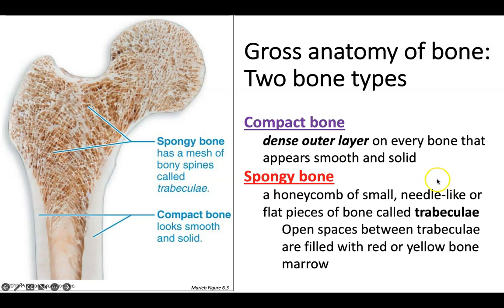So it's defined by having needle-like projections called trabeculae. So you can kind of see that. That's all these white lines within this spongy substance. And it has a lot of open spaces between trabeculae that are usually filled with either red or yellow bone marrow.